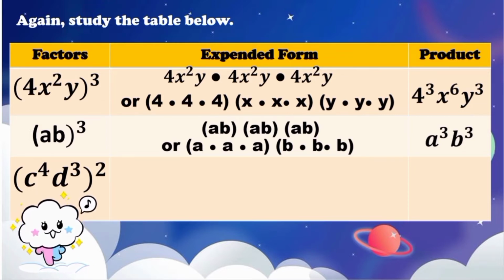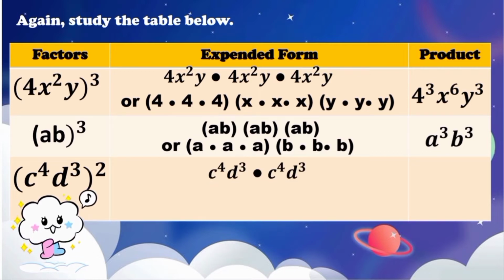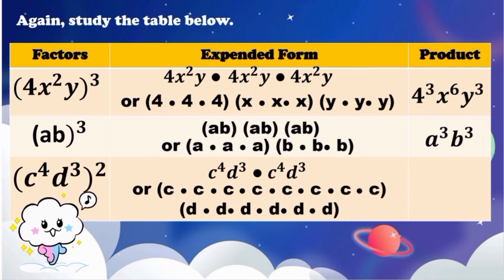The next one is c to the 4th power d cubed raised to the 2nd power. We have 2 sets of c to the 4th d cubed. Or we have 8c and 6d, giving us the product of c to the 8th power d to the 6th power.